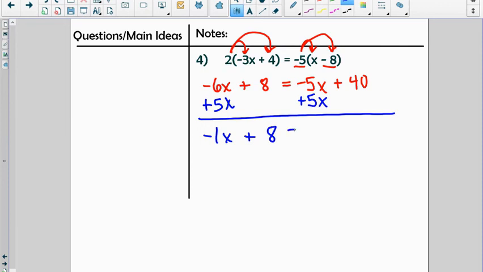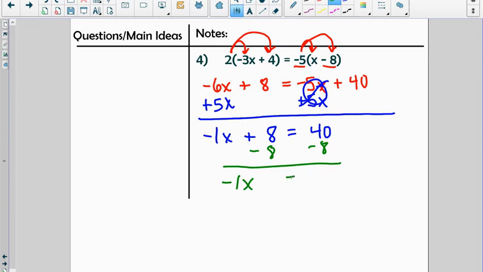Bring down the plus 8. I check: when I combine negative 5x and positive 5x, it adds up to 0 because they're opposites. And then I bring down the positive 40. So I moved the variable terms to the left. That means I want to move the constant numbers to the right. I want to undo a plus 8, so I subtract 8 from both sides.